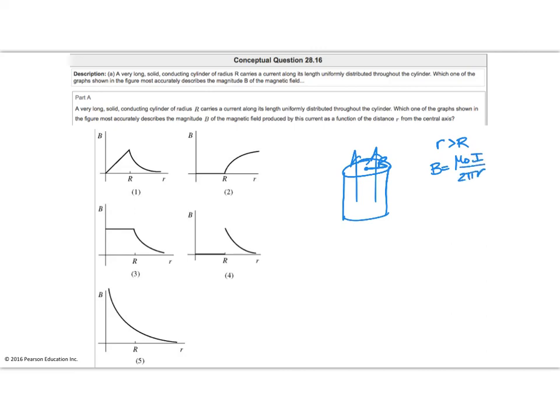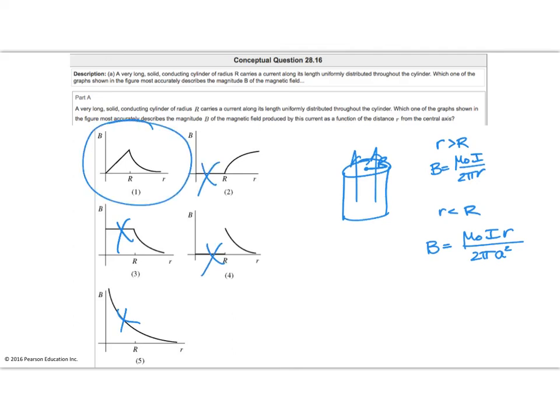Then we also found that if R was within the cylinder, the magnetic field would look like mu naught I R over 2 pi A squared. So it actually increases linearly with R, as you go from the middle to its edge, and then it drops off as 1 over R. So that eliminates this choice, this choice, this choice, and this choice. And this is actually the picture that represents it best.